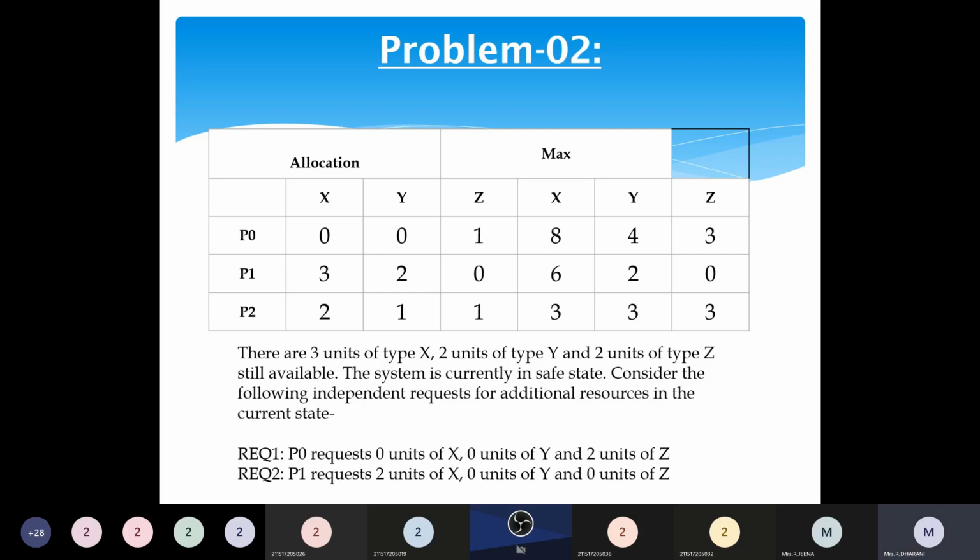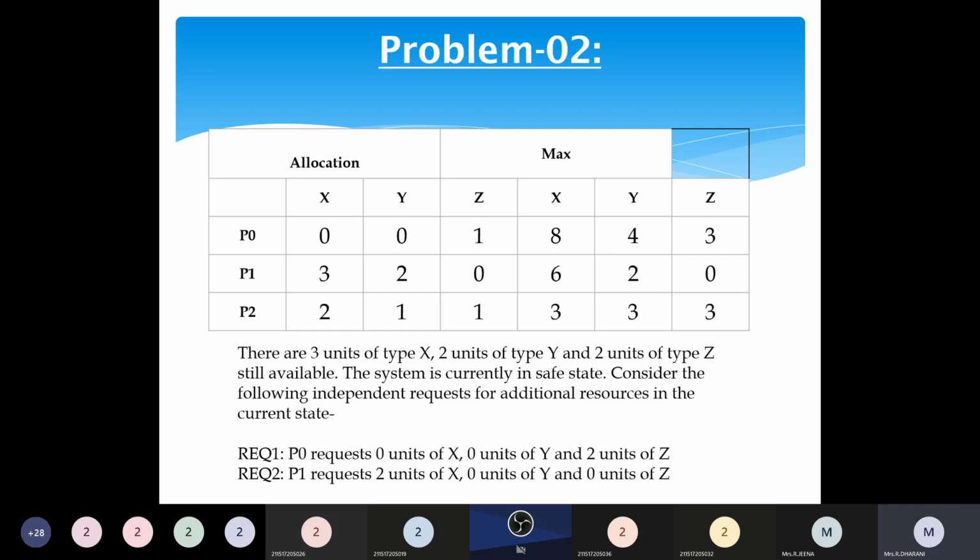Consider the following independent requests for additional resources in the current state. The first request: P0 requires 0 units of X, 0 units of Y, and 2 units of Z. And the second request: 2 units of X, 0 units of Y, and 0 units of Z. So which of the following is true? Only request 1 can be permitted, only request 2 can be permitted, both requests can be permitted, neither request 1 nor request 2 can be permitted.